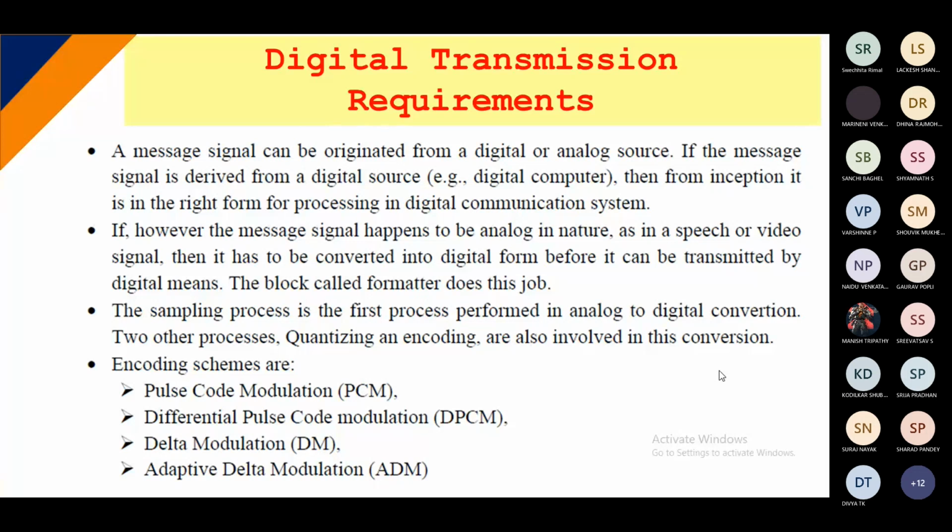In that, one of the very key important factors that we'll come to again later, but at least for this slide, is the third point, where the sampling process is the first process performed in an analog to digital conversion. We will see what exactly it is. The other two, quantization as well as encoding, will soon follow.